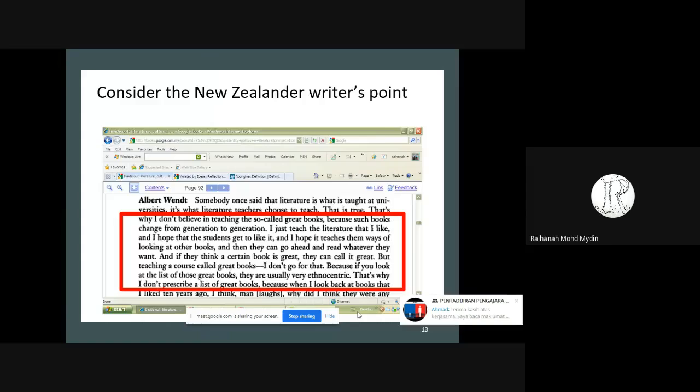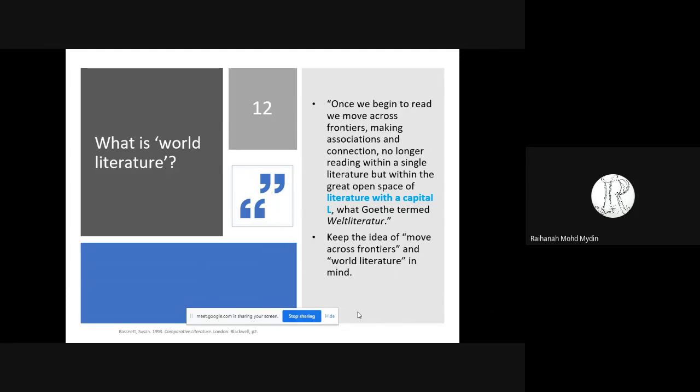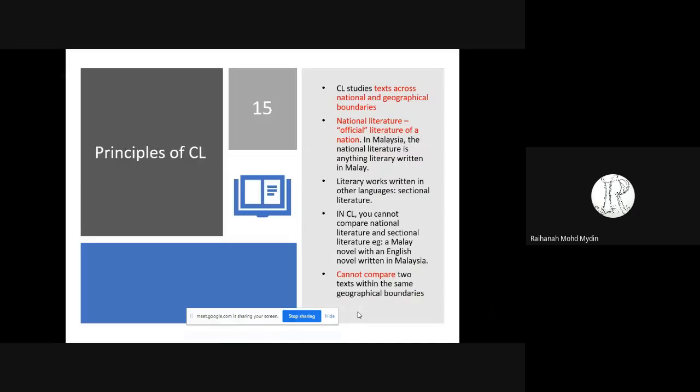Okay, so back to this definition by Basnet, to study text across cultures. We've got many cultures in Malaysia. So you cannot take two texts from two different cultural contexts in Malaysia and call it comparative literature. You can't do that. All right. So Alice, can I hear from you? Is that the same in China? Do you have any other communities? Do you have any other languages besides Mandarin?